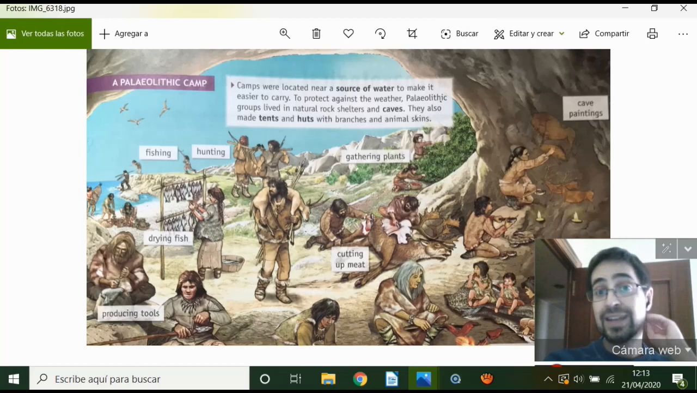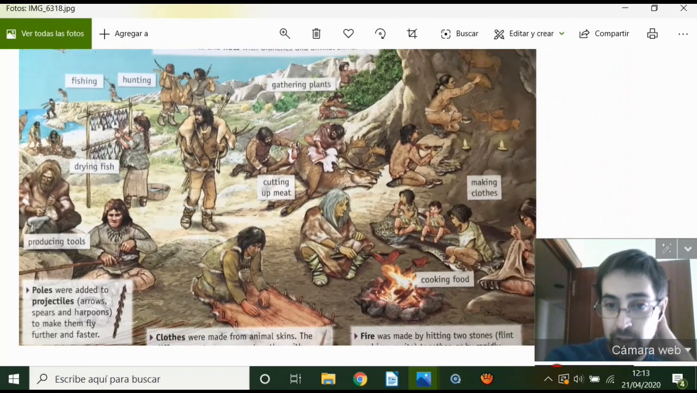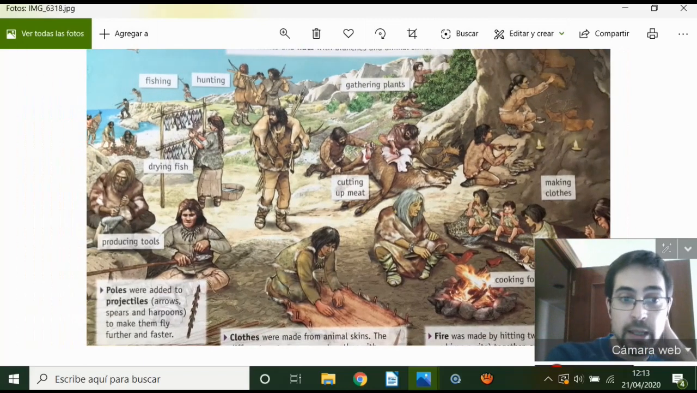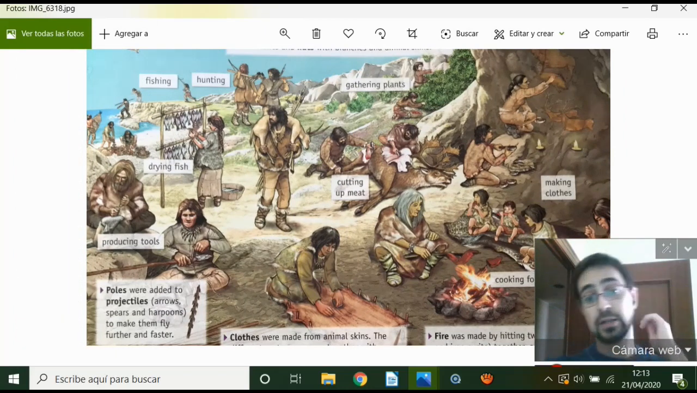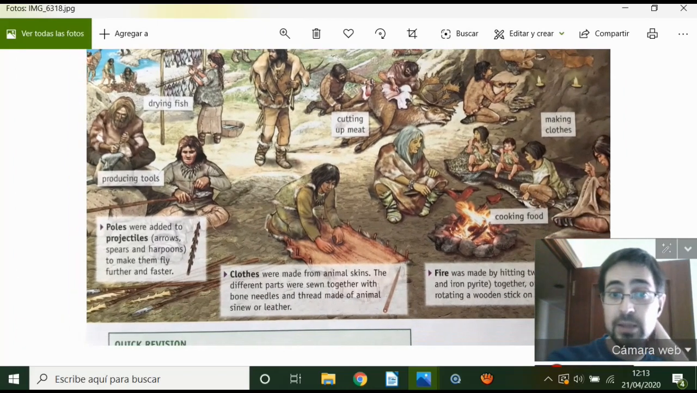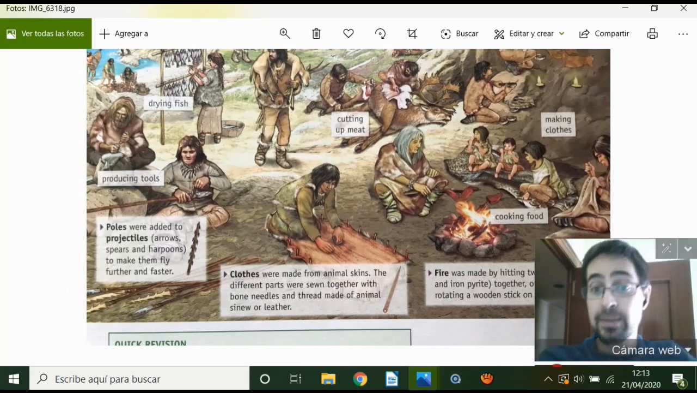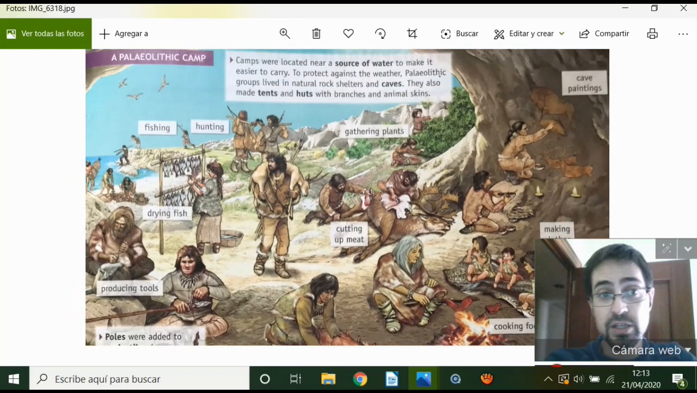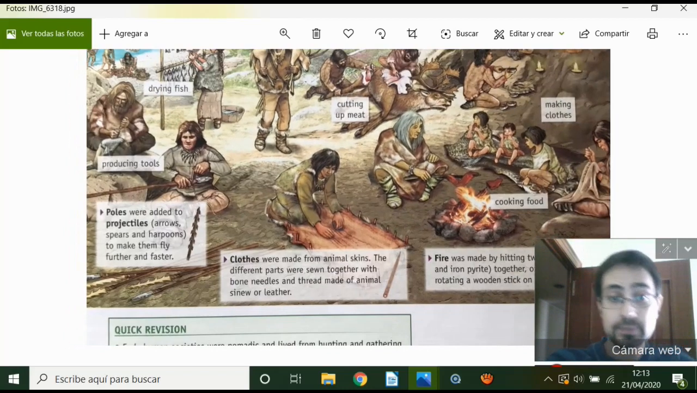Most of them living in caves like that one, that they have all the activity that you have here, cooking food, producing these poles and projectiles, etc., tools, etc. So you have all the activities, they produce their own clothes with the skin of the animals, fire, drying fishes, etc. Okay, that's all for today.